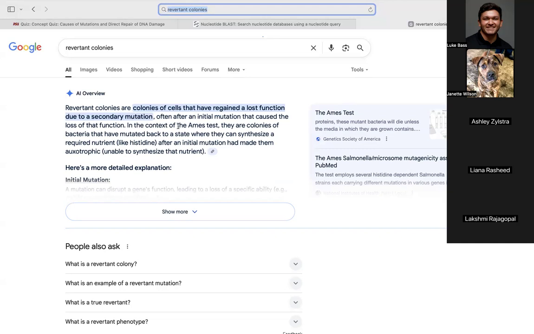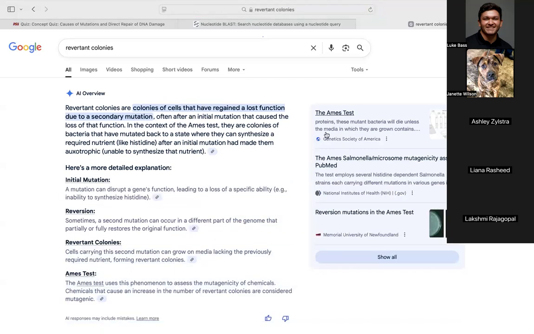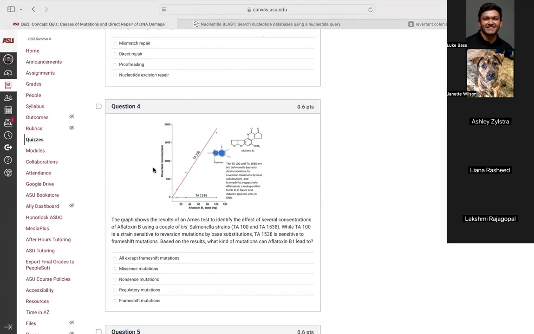There are colonies of bacteria that have mutated back to a state where they can synthesize a required nutrient. As you see, when I look things up, I know, like Jeanette said, we're not supposed to use AI to write anything, but it's a very helpful tool for summarizing material. And as you can see here, it gives you helpful links to go to.